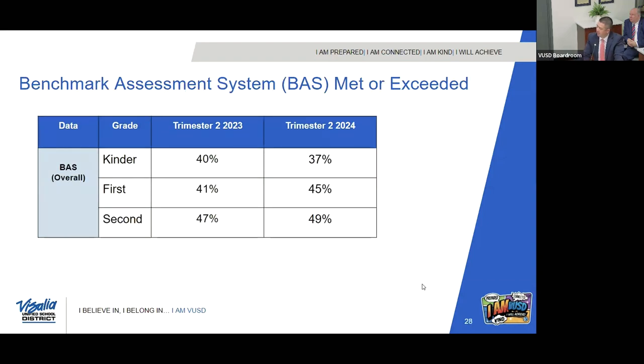Also, our benchmark assessment system, or BAS, meets or exceeds. This is basically if you're a teacher, a running record, listening to the students read, doing an error analysis and working through that. These are our students that met or exceeded, 37, 45, and 49%. Again, for the most part, they're up a little bit. There is an anomaly there in kindergarten, which is something we'll be looking into and studying. We do believe it might be as we've implemented foundations and have introduced some different queuing systems and how they're doing things, that might have thrown off some of our younger students, but there's some work there that we're going to look into and study.